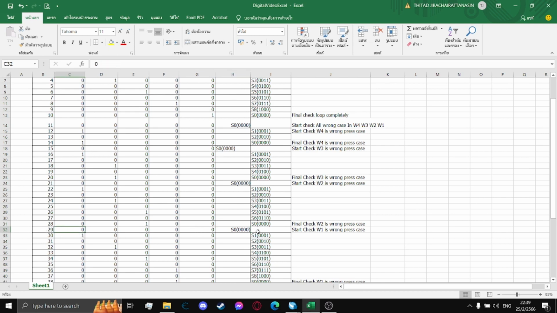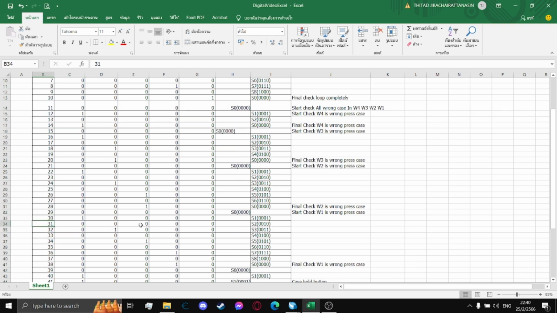in clock 29, they will stay in the state 0. And clock 30, press 0, go to state 1. 31, not press, go to state 2. 32, press 1, they will go to state 3. 33, not press, go to state 4. 34, press 4, go to state 5. 35, not press, go to state 6.